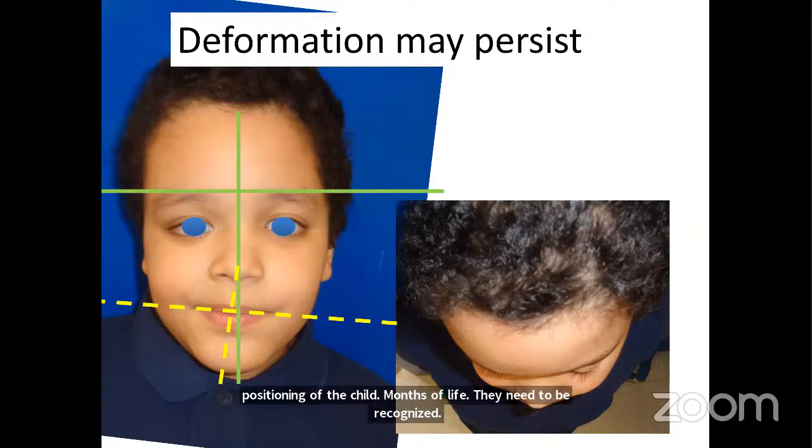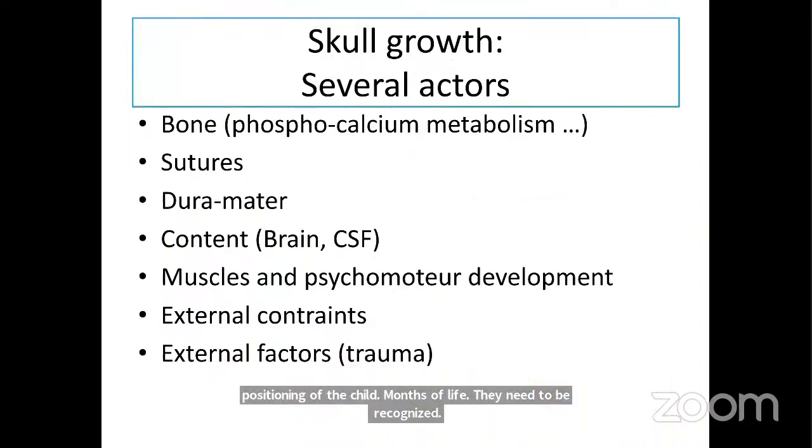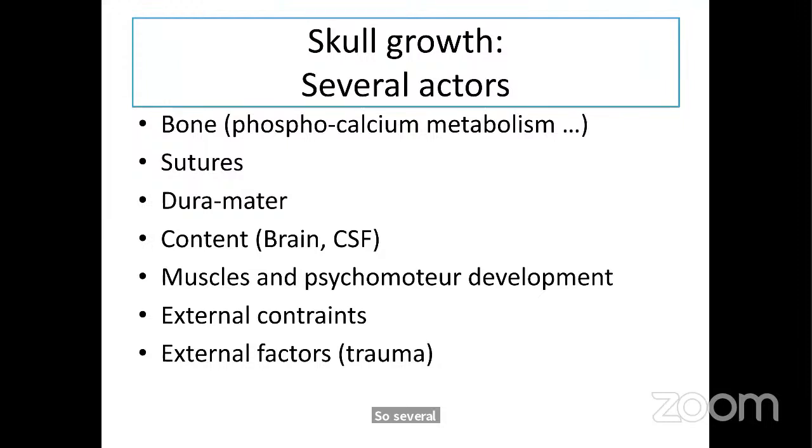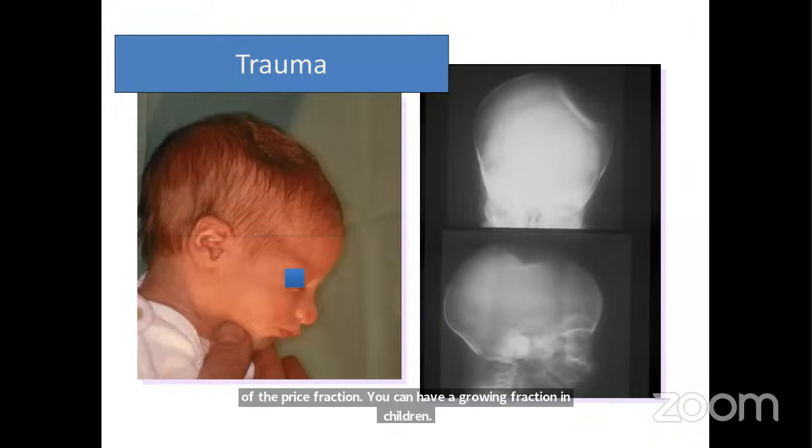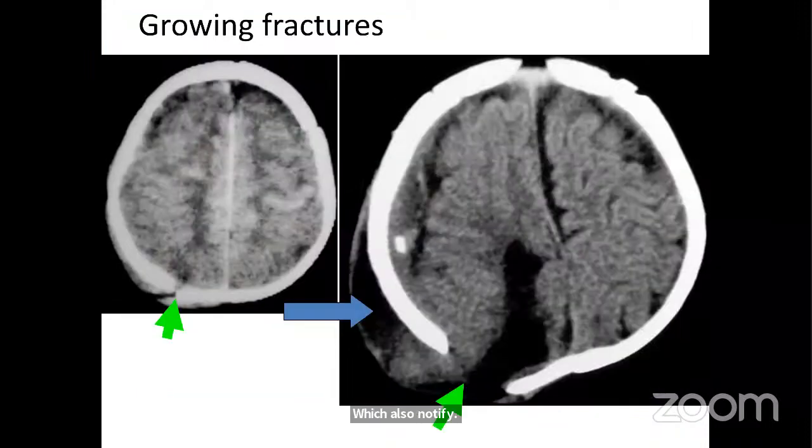So several factors, external constraints we mentioned, but also other external factors like trauma, can modify the skull shape. This is typically what you can see in the very young one with the so-called ping pong fracture, the press fracture. You can have groin fracture in children, which also modifies the growth. In these cases, the dura mater is altered, the arachnoid is not, and you have a secondary herniation of the brain content due to the importance we mentioned earlier.